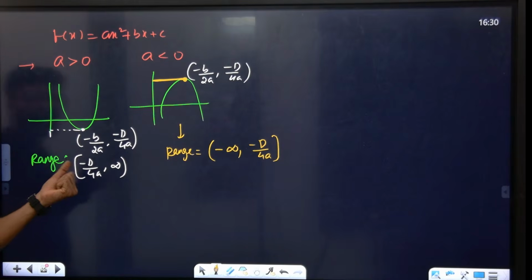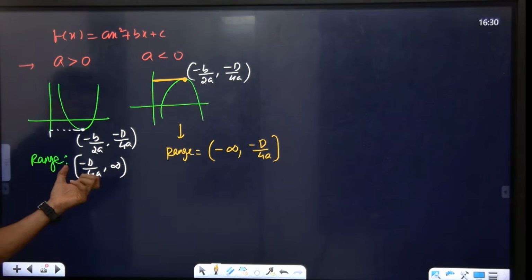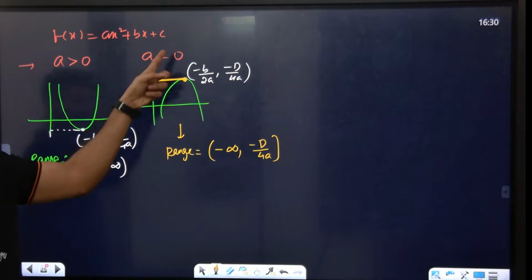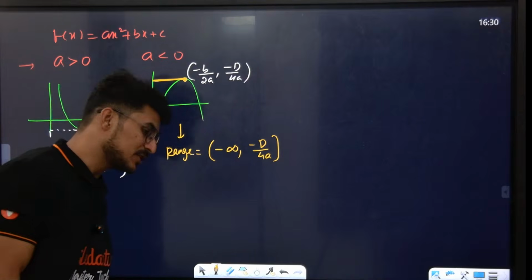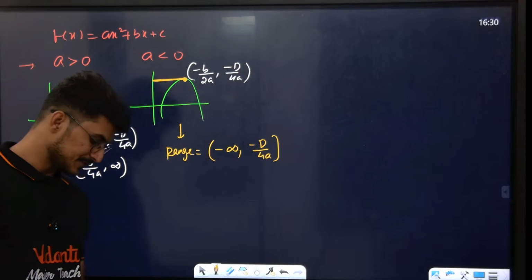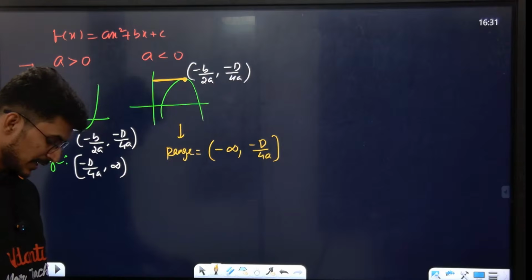These are the two formulas. When I have to find a range, I use the a positive formula when a is positive and the a negative formula when a is negative. Did you all get the point? Clear?